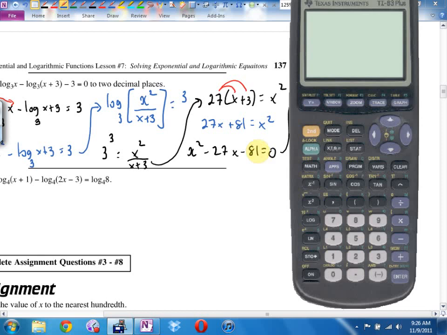Who does not have the quadratic solver? Okay. You guys, for now. See this line right here? Graph left side. Graph right side. And you know what I'm looking for? Where those two graphs do what? Cross.